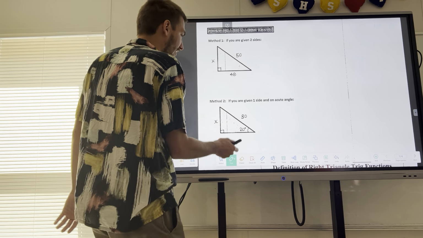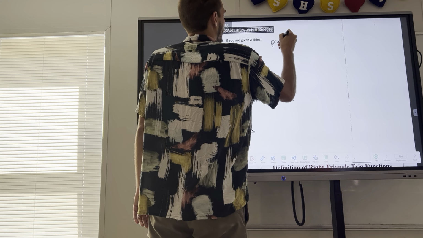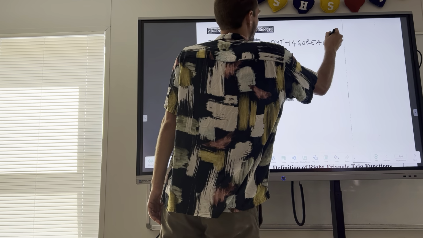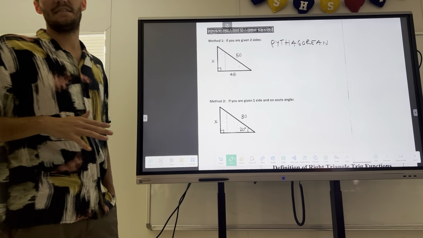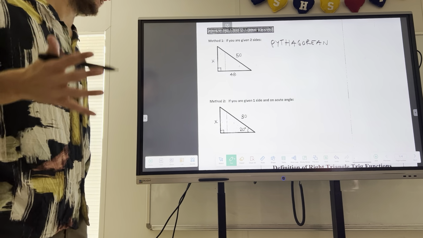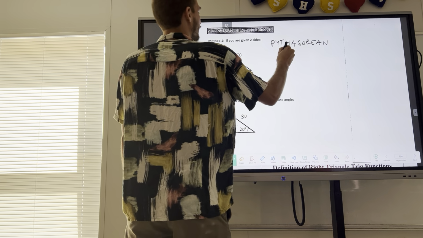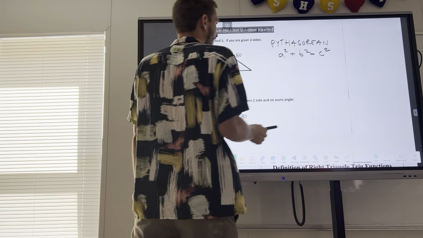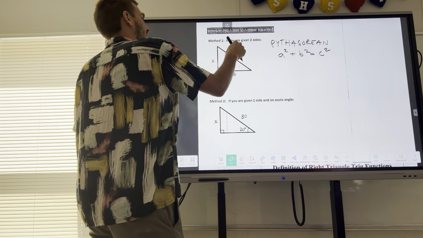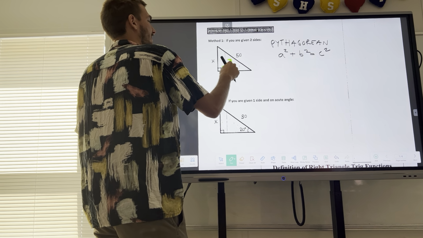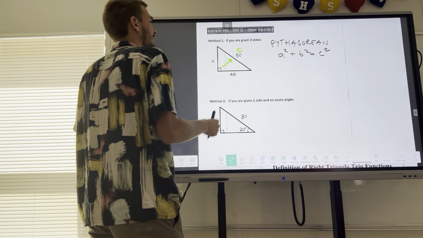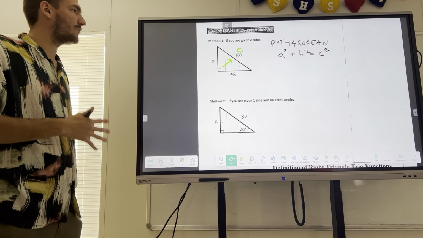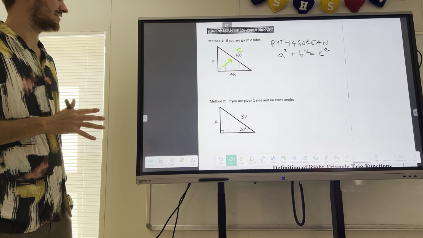Let's go ahead and write on here the Pythagorean theorem. We've got two sides. Nice, we can handle this. And our Pythagorean theorem is a squared plus b squared equals c squared. And of course we know that the hypotenuse is opposite the right angle, so this 50 has to be our c. Then we can do some math here, we can do some calculating.